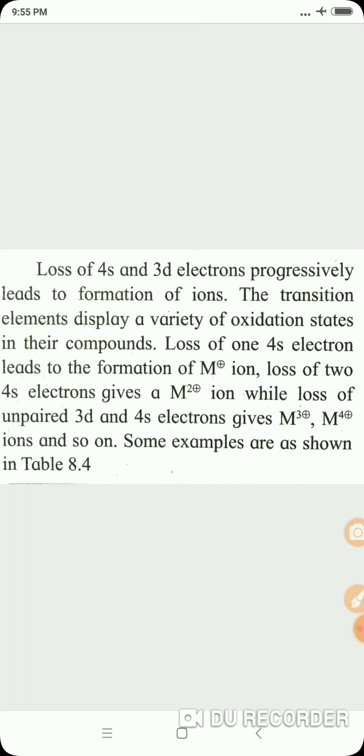While the loss of unpaired 3d electrons, we know that 3d orbitals contain either paired electrons or unpaired electrons, but when there is a loss of unpaired 3d electrons and 4s electrons, it gives rise to M3+, M4+ and so on, depending upon the unpaired electrons present in the 3d orbital. Some examples are shown in table number 8.4.